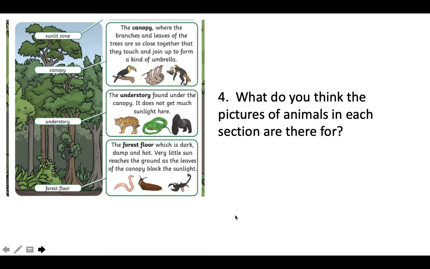Now this is for you to have a think about and write your own answer to. Okay. So what do you think the pictures of animals in each section are there for? So if you have a look here, it's got a picture of some animals. Here again, it's got pictures of some animals. And then here we've got some more animals, okay? So what I want you to think about is why are the pictures of these animals in the section. What are they there for? Okay, so pause your screen and have a go at giving your answer.